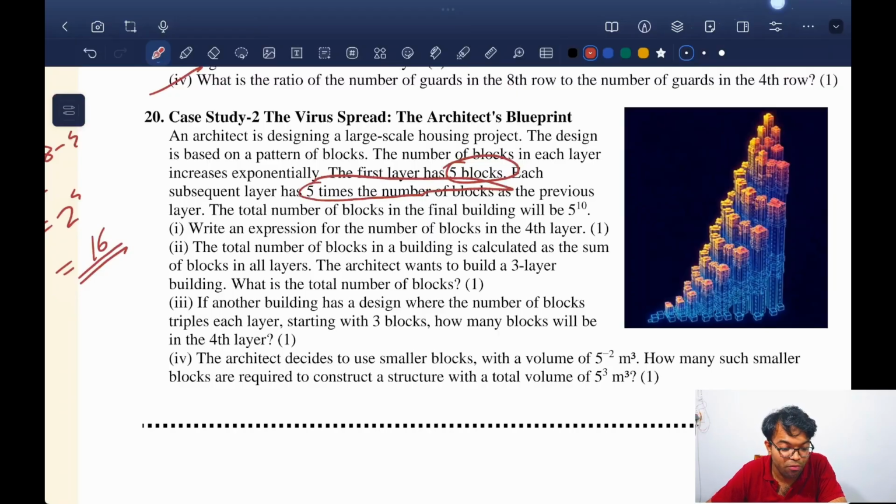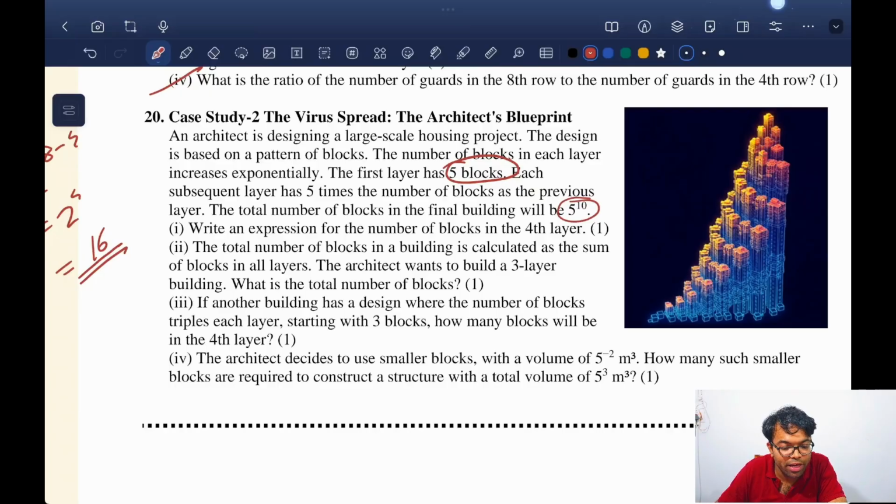तो 5 का रेशियो होगा 5 to the power 1, 5 to the power 2, 5 to the power 3 करके निकल के आएगा. ठीक है, 5 टाइम्स से बढ़ रहा है ना. 5 into 5 into 5. तो फर्स्ट लेयर में you had 5 blocks. Second layer में you had 5 into 5 blocks. Third layer में you had 5 into 5 into 5 blocks. ठीक है, तो 5 to the power 1, 5 to the power 2, 5 to the power 3 के फॉर्म में जा रहा है. The total number of blocks in the final building will be 5 to the power of 10. ठीक है. Now write an expression for the number of blocks in the fourth layer.